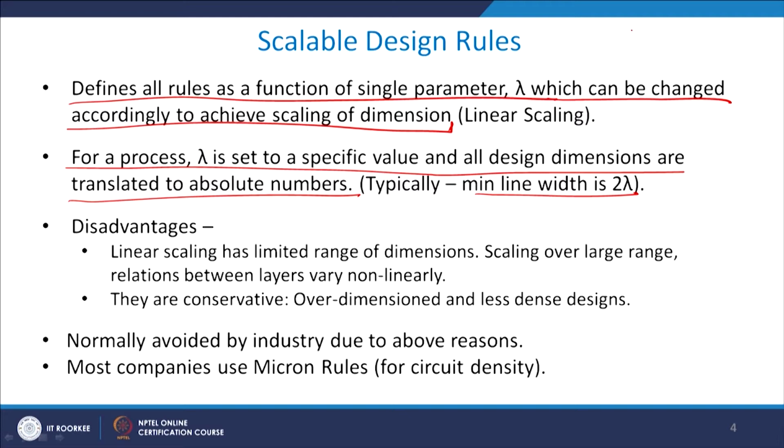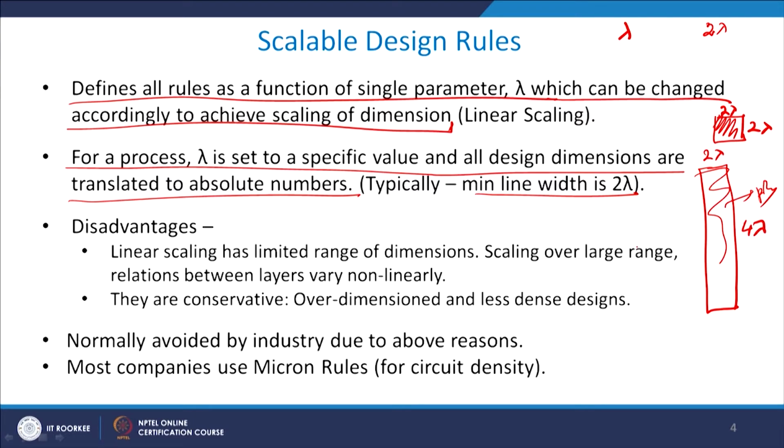So let us suppose I have a process with lambda. We define the minimum line width to be equal to 2 lambda, for certain reasons. Therefore, let us suppose I have a contact whose dimensions are 2 lambda by 2 lambda. This is the minimum contact which you can get. Similarly, you have polysilicon, which is, say, 2 lambda by 4 lambda. So the dimension will always be 2 lambda, 3 lambda, 4 lambda, 5 lambda, 6 lambda.